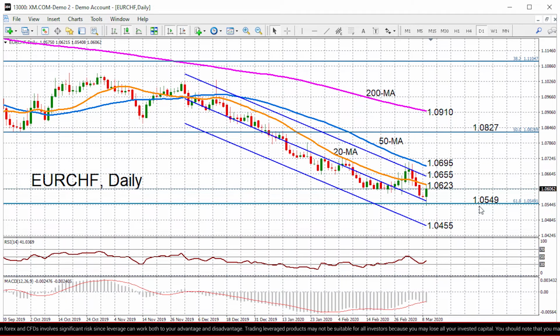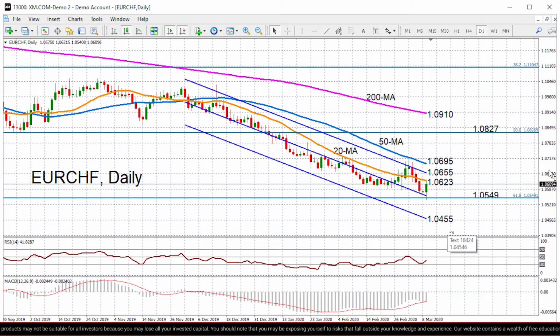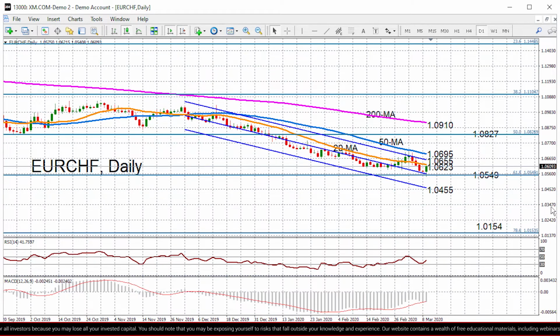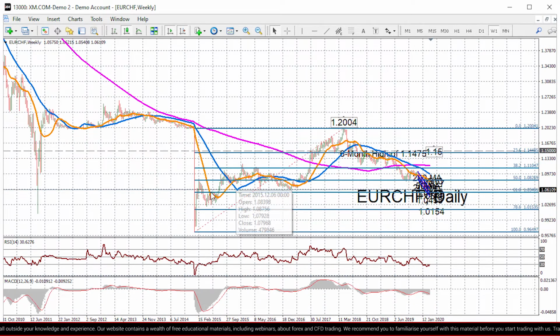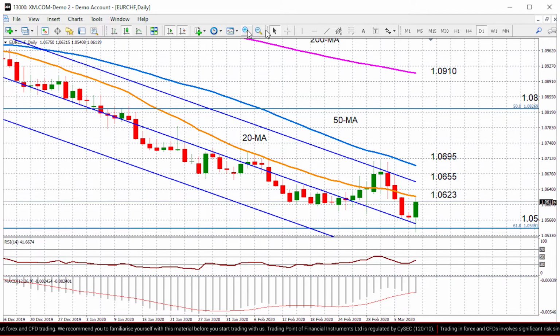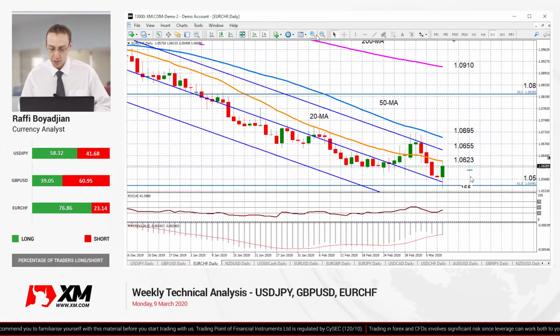Breaching that support would open the way towards the lower half of that regression channel, and the next level to have in mind is the bottom of the channel at 1.0455, and then further down we could see euro franc heading towards parity at the 78.6% Fibonacci at 1.0154, and the Fibonacci we're talking about is of that long-term uptrend from the 2014 low to the 2017 high. In particular, the 61.8% Fibonacci is an important level to watch out for to the downside.